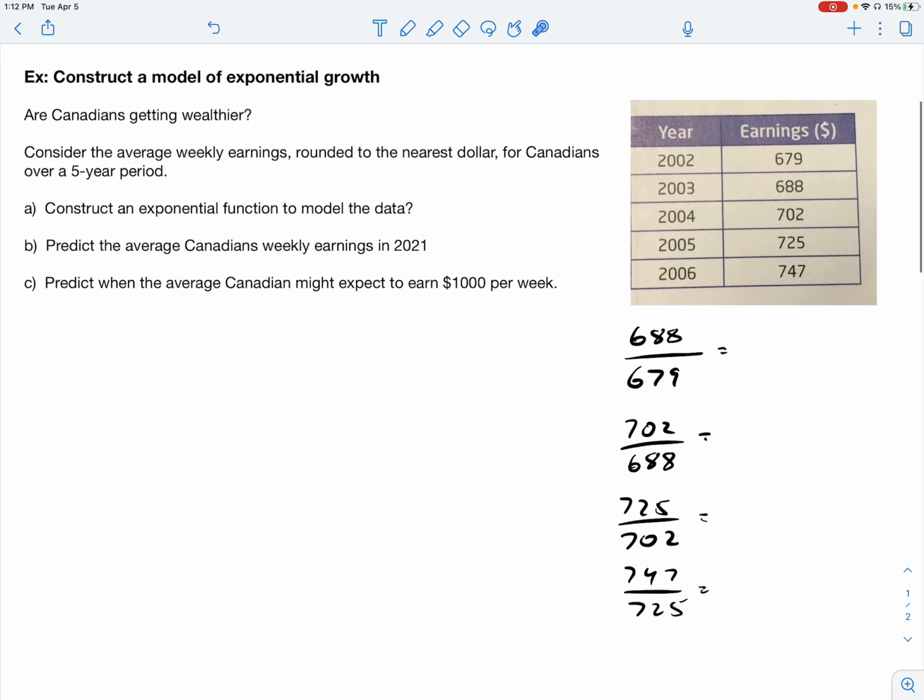All right, so here's our first example. Construct a model of exponential growth. So it says, are Canadians getting wealthier? Consider the average weekly earnings rounded to the nearest dollar for Canadians over a 5-year period. So way back in 2002, the average Canadian made 679 a week. And then the next year it went up to 688, and then 702, 725, 747. So given this information, we want to try to come up with an equation that will fit this.